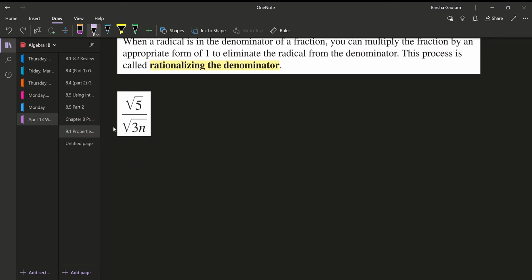So we want to get rid of this radical symbol on the bottom. How are we going to remove this radical symbol? Well, what if we just multiply it by the same number on the bottom? And that's what we're going to do. We're just going to multiply it by root 3n. But if we multiply the bottom by root 3n, we need to multiply the top part by root 3n, right? And if we do that, we'll get rid of this radical symbol. And that's the goal.